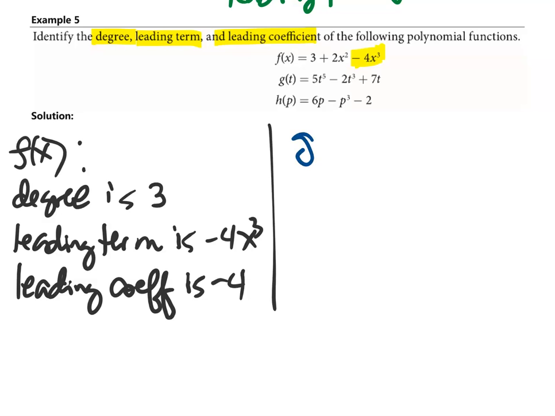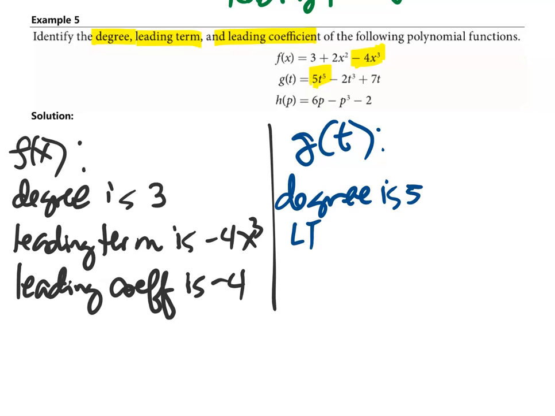Next, for g of t, what is the degree? The highest power is, yes, to the 5th. So the degree is 5. Leading term, so let's just use LT, is the one with the highest exponent, which is this highlighted 5t to the 5th.